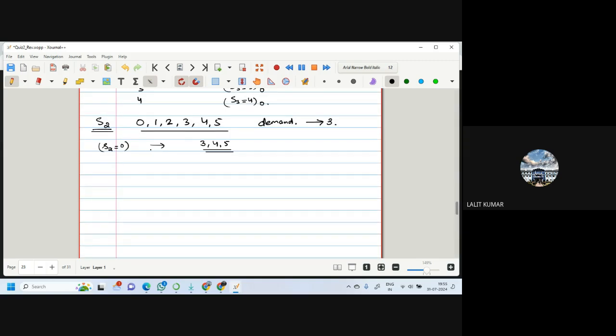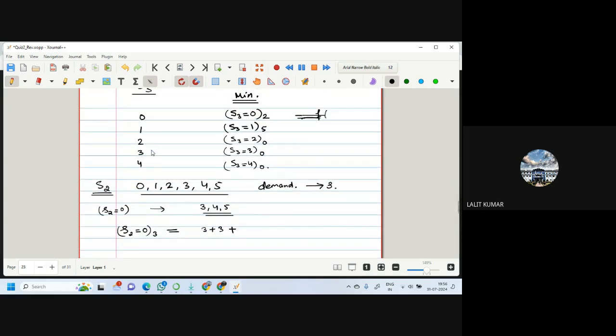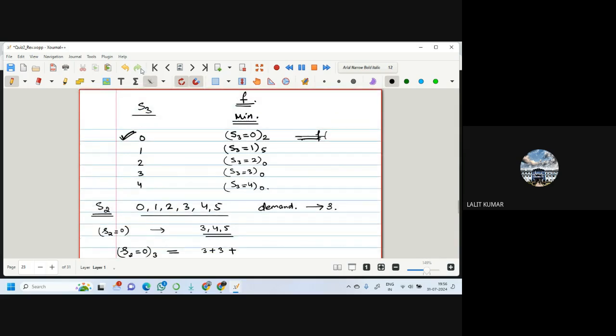So what I will do, S2 is equal to 0. I order 3. So I order 3 plus 3. When I reach F2, I will not have anything. So I am here at 0. Is that okay? Yes. And I have forgotten something here. I will write the values also here.